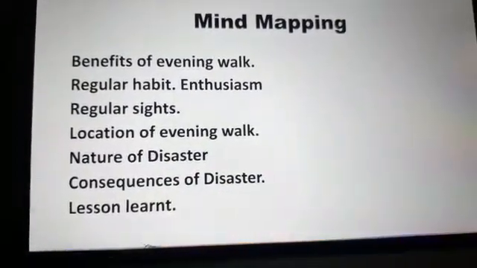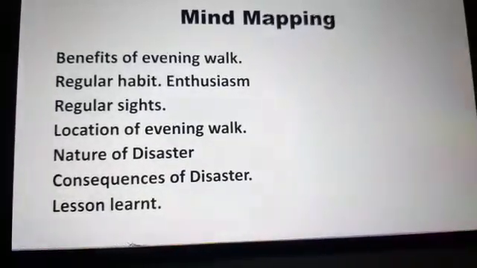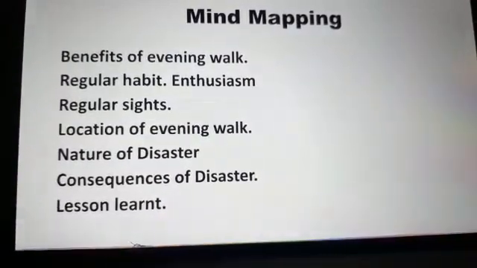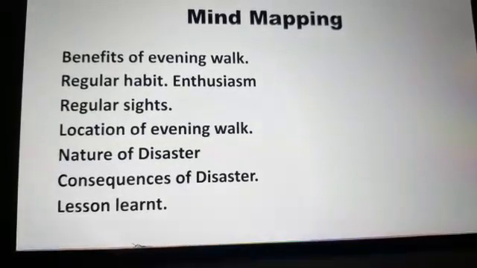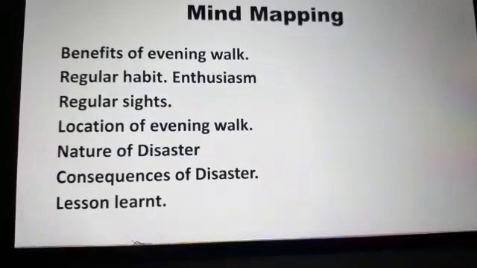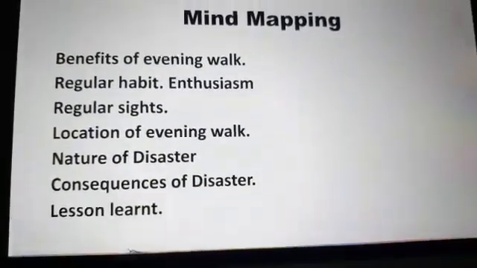On account of this mind mapping, you can elaborate upon the narration. Benefits of evening walk, regular habit, enthusiasm, regular sites of the evening walk, location of evening walk, nature of disaster, consequences of disaster, and lesson learned.